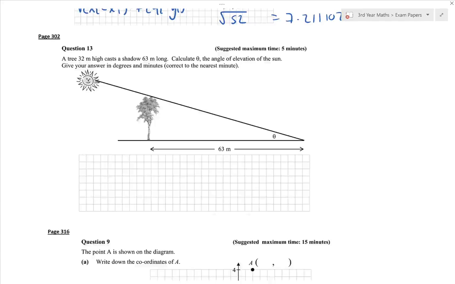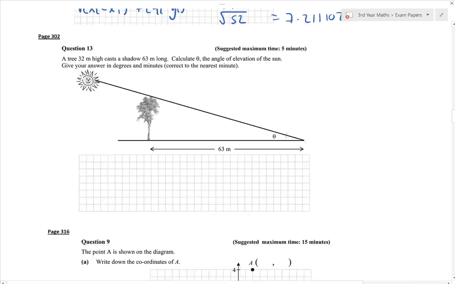Right, so the next question we're going to look at is question 13 on page 302. A tree 32 meters high casts a shadow 63 meters long. Okay, so there's our shadow. Calculate the angle of elevation to the sun. Okay, so elevation is the angle from the horizontal looking up. Give your answer in degrees.